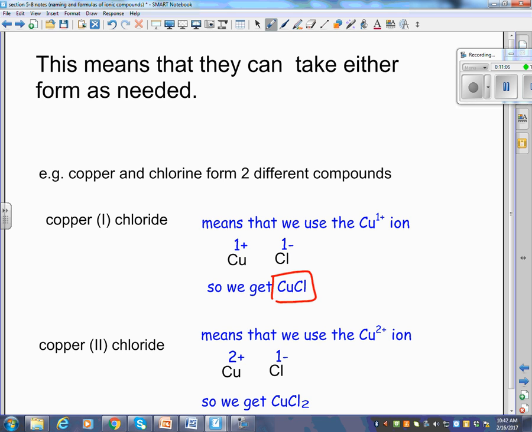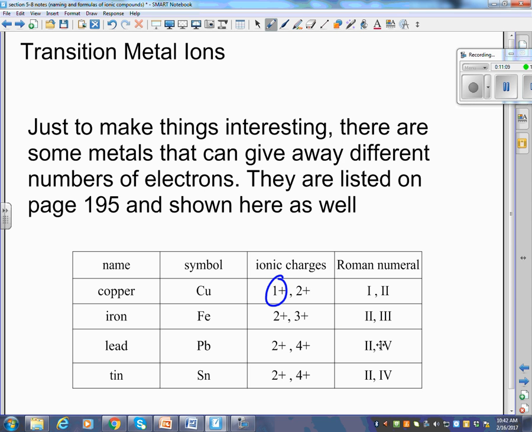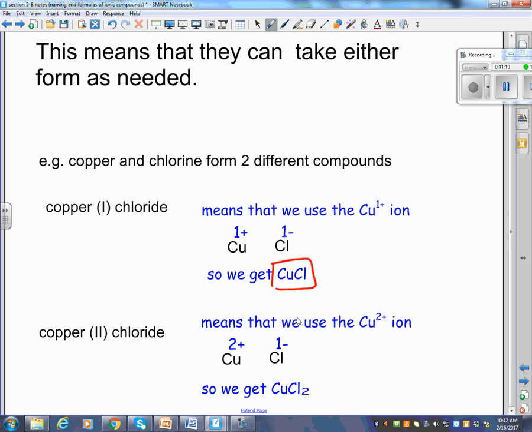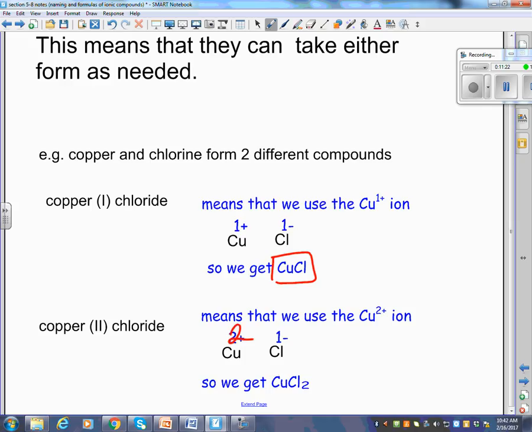Now, if I gave you copper 2 chloride, that means what? It means that we're going to use this one that gives away 2 electrons. It's a different kind of copper. So now I'm going to write the 2 up here. The chlorine is still a 1. Do the crisscross, bring the 2 down, the 1 down there, and you get CuCl2. Okay? Good?